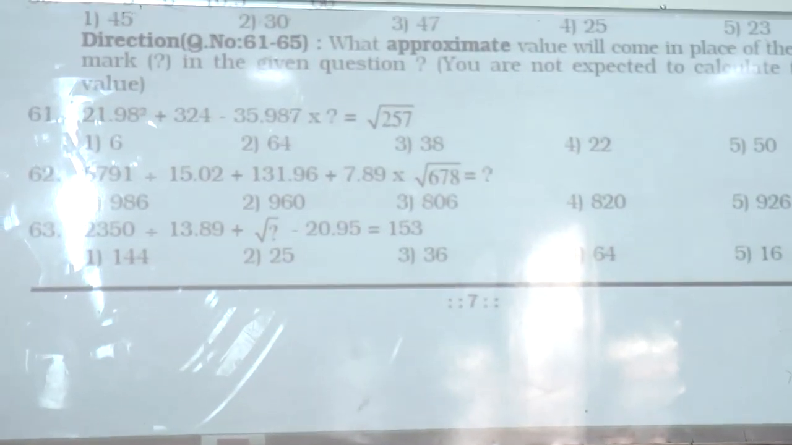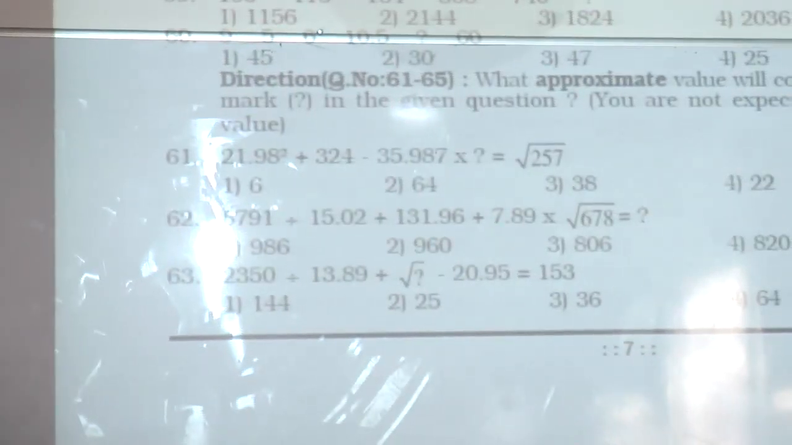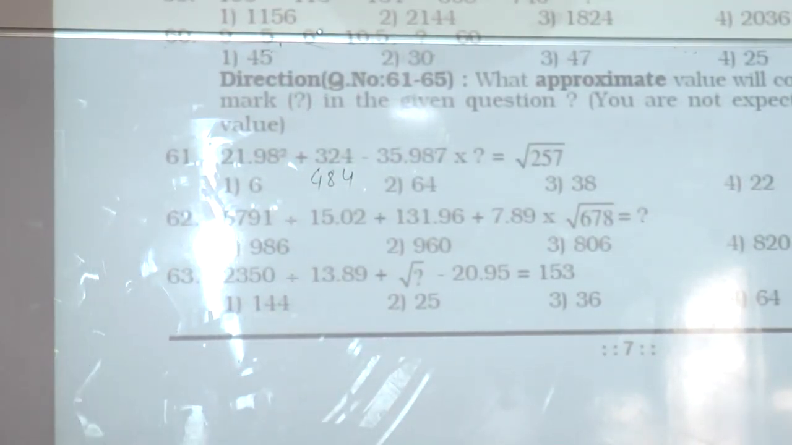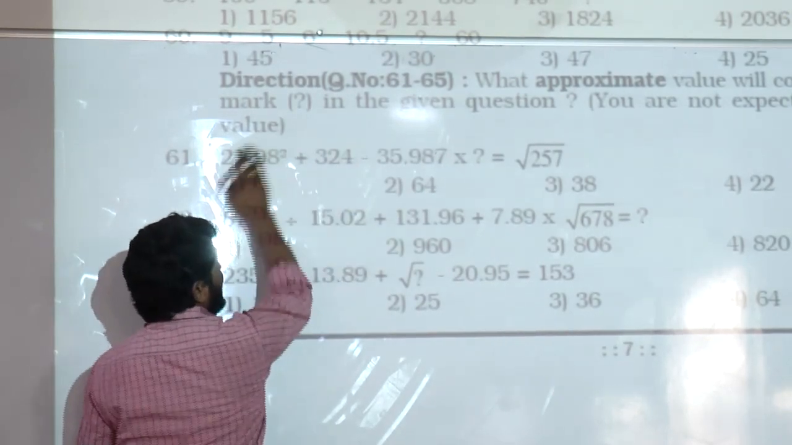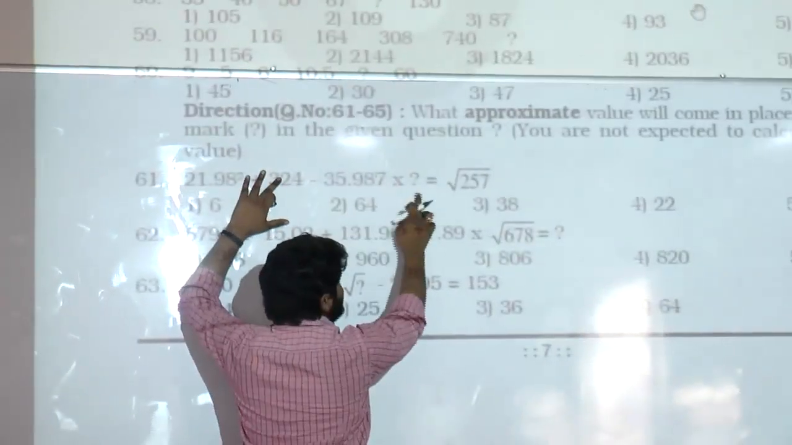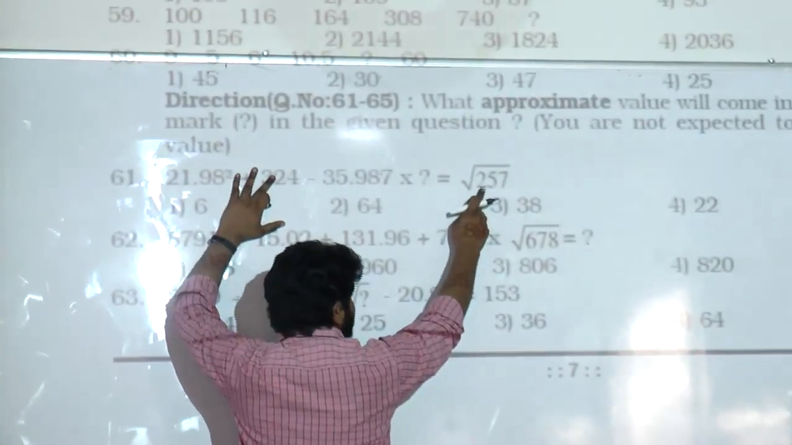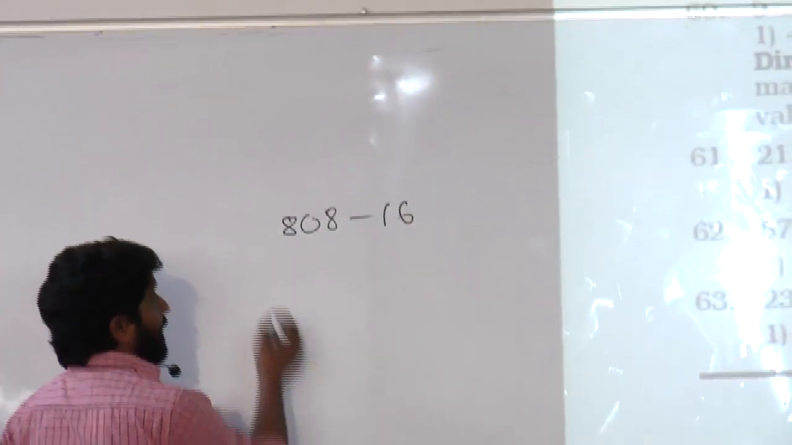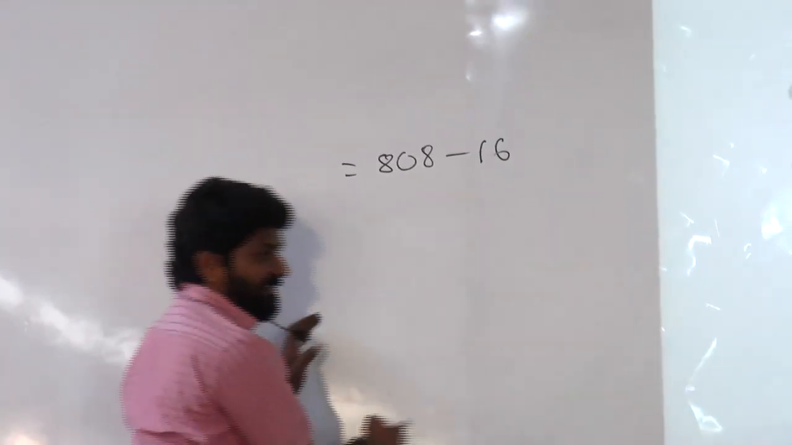22 square, 484. So 484. 320 plus 480, 800. 800 and then 8. This is 808. Take this to right hand side, becomes positive number. This is 16, take this to left hand side, becomes minus 16. 808 minus 16 is equal to 36x.